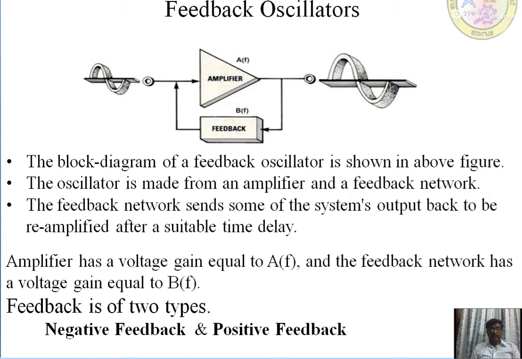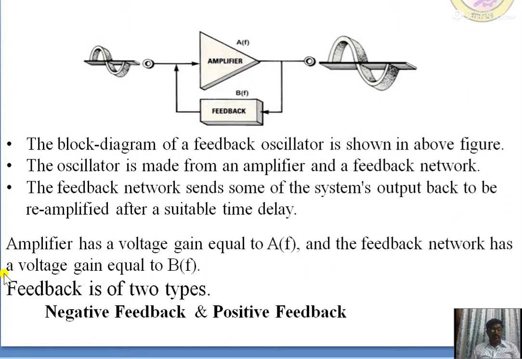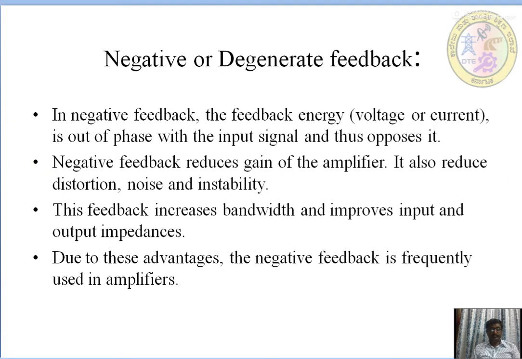So feedback is of two types, negative feedback and positive feedback. We'll just go through negative feedback first and later positive feedback. Negative feedback is also known as degenerate feedback. In negative feedback, the feedback energy, that is voltage or current, is out of phase with the input signal and thus opposes it. Out of phase means the sine wave will be exactly opposite. If it is at 0 degrees, then it will be at 180 degrees or 360 degrees.